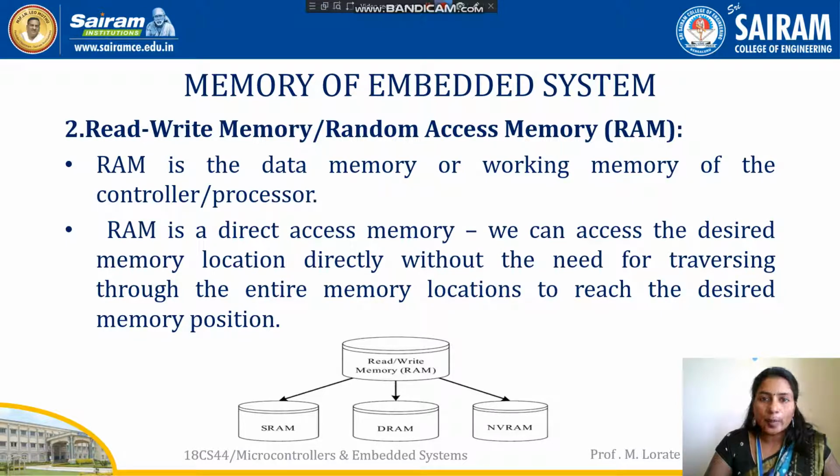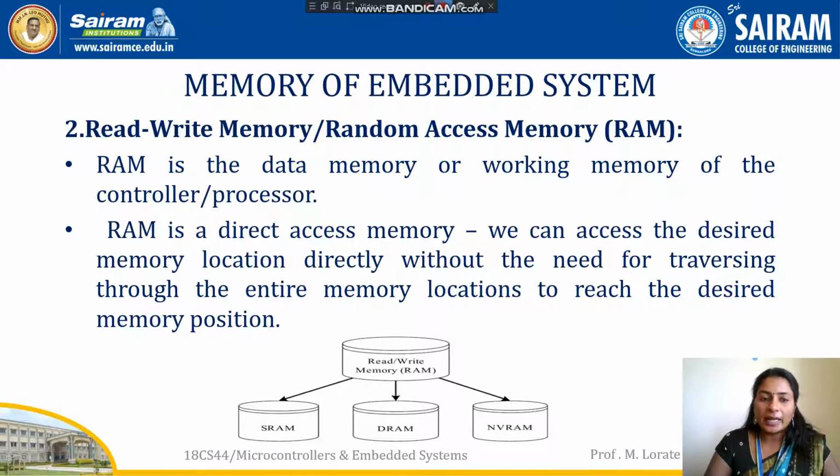It is a data memory or working memory of the processor and controller. Whereas in ROM we will store the instructions of the program, here in RAM we are storing the data of the program. So the processor or controller can read from it and write to it. And this RAM is volatile memory, meaning whenever power is turned off, all the data will be destroyed.